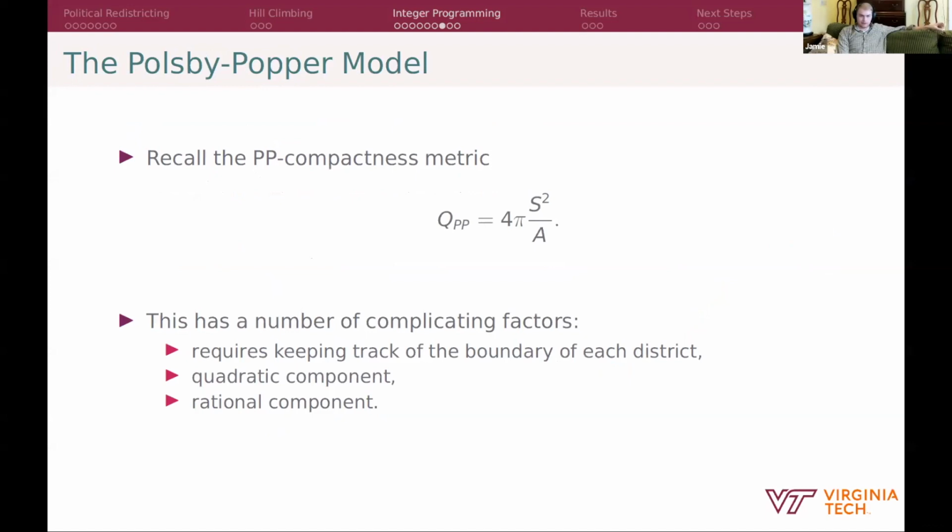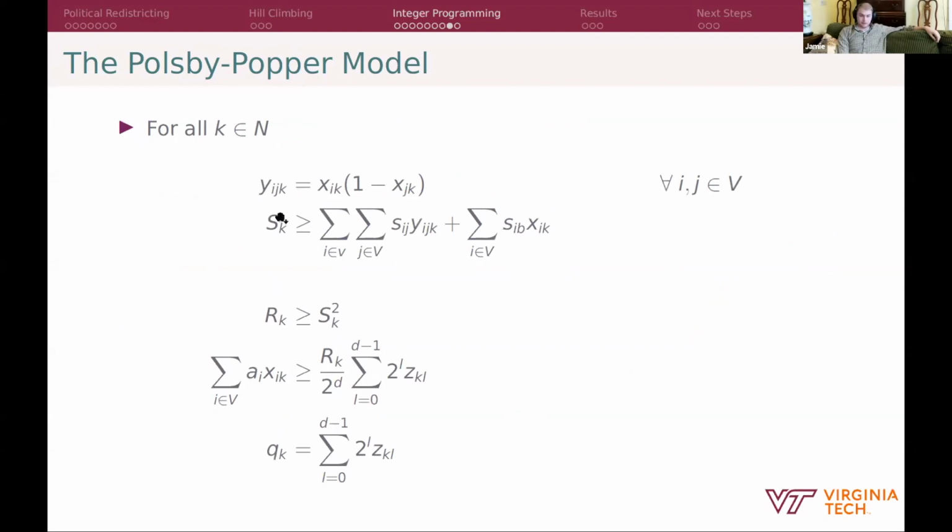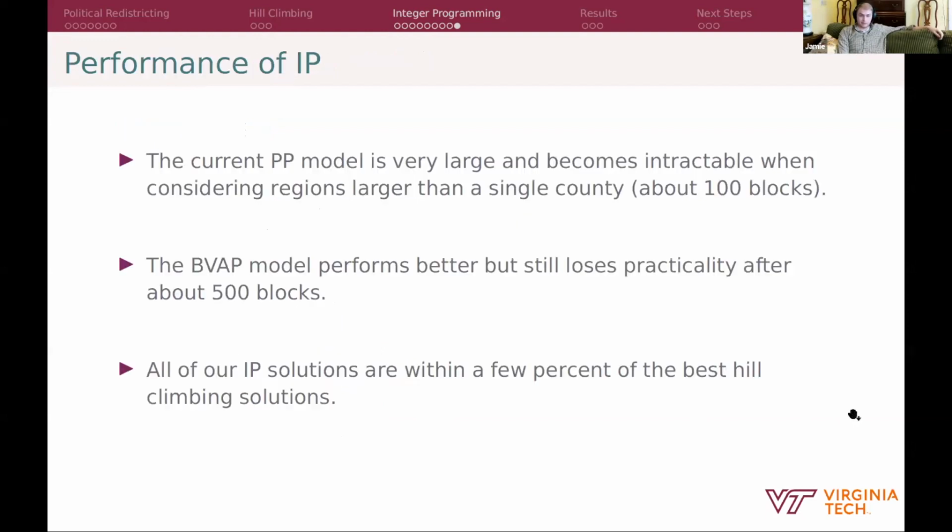The Polsby-Popper model is even more complicated. It's also rational. It's also quadratic, and the perimeter estimate requires us to keep track of what blocks are on the border of each district. So we've added a number of constraints. This is for the border. This is for the, and then we use a binary discretization technique for the rational component, because we can't estimate this one because areas are not necessarily equivalent. I can come back and talk about this more if there are questions about it, but for the sake of time, I'm going to move on.